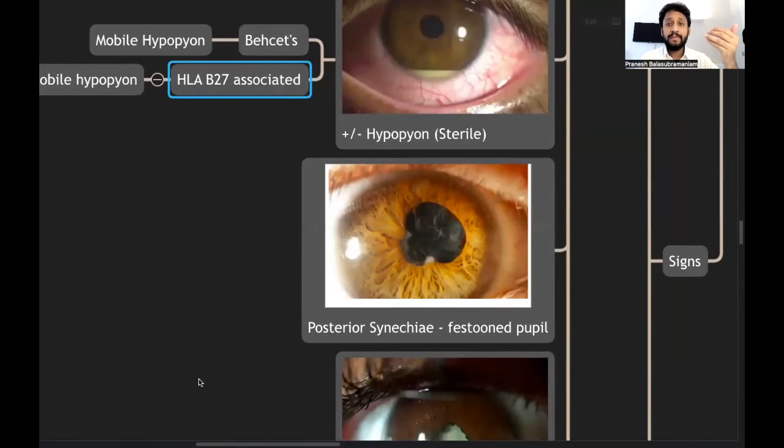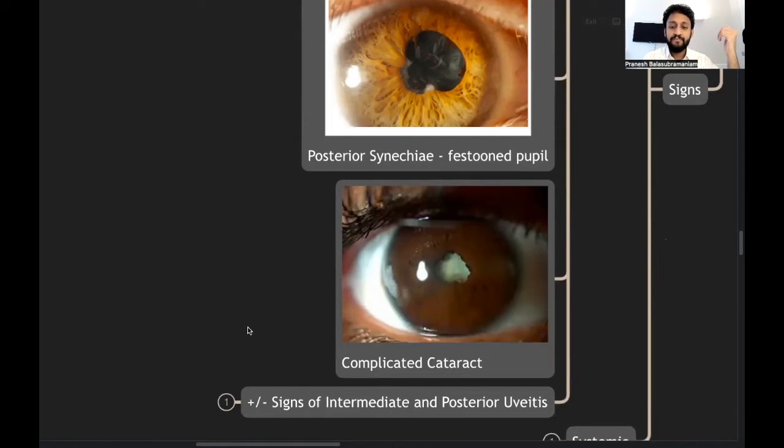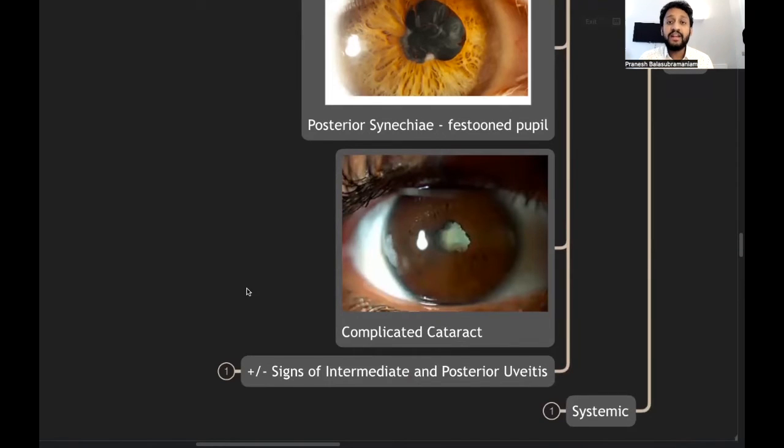The other signs are going to be the presence of posterior synechiae, which means a festooned pupil. Festooned pupil means a flower-like or flower-shaped pupil, which you will see in these patients. Posterior synechiae means the iris goes and adheres back to the lens capsule, forming adhesions between the iris and the lens capsule. Because of uveitis, the intense inflammation is going to affect the lens as well, causing complicated cataracts.